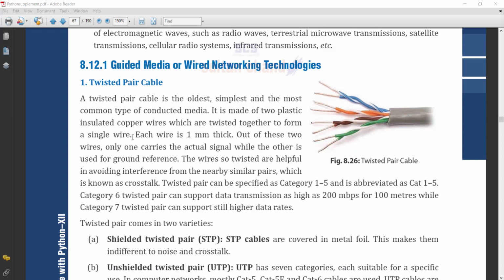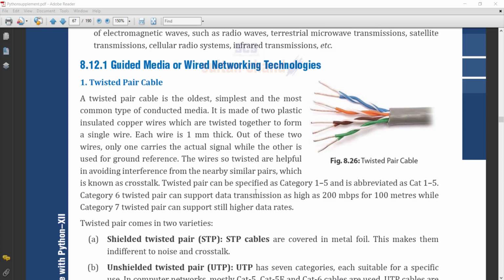Now understand it. Each wire is 1 millimeter thick. Out of these two wires, only one carries the actual signal while the other is used for ground reference. The wires being twisted helps in avoiding interference from nearby similar pairs, which is known as crosstalk.